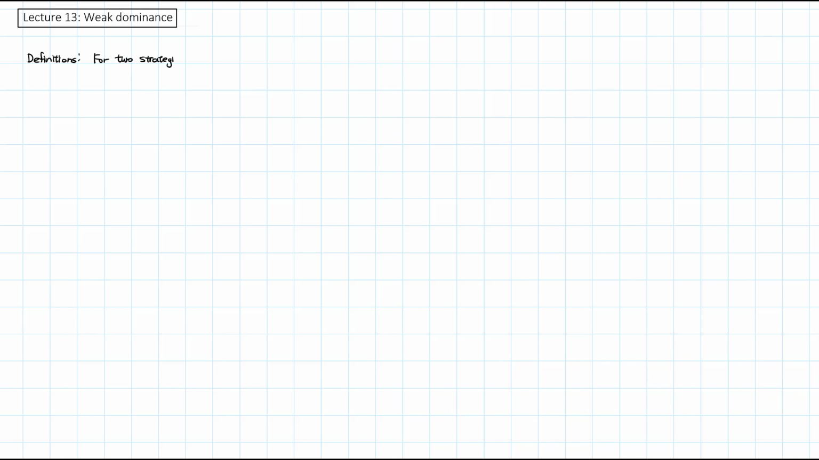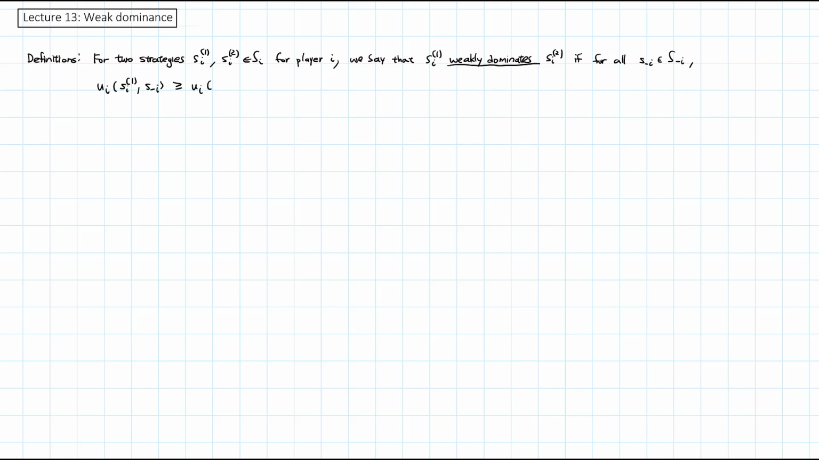For two strategies si1, si2 for player i, we say that si1 weakly dominates si2 if, for all the strategies that the other players play, s minus i, ui of si1, s minus i is at least ui of si2, s minus i. And this inequality is strict for at least one possible strategy profile s minus i. This means that playing si1 is always at least as good as playing si2, and playing si1 is strictly better for at least one instance.